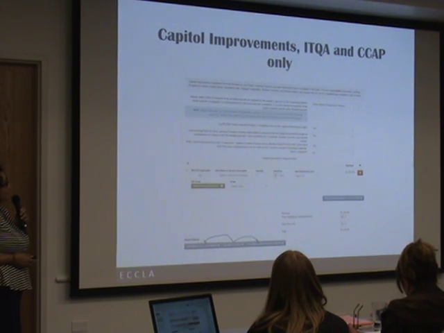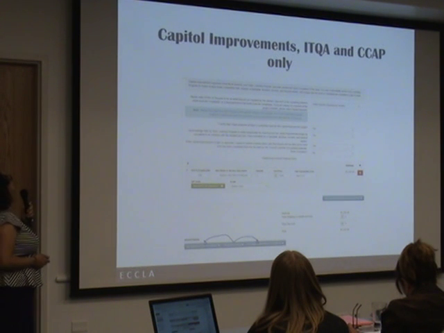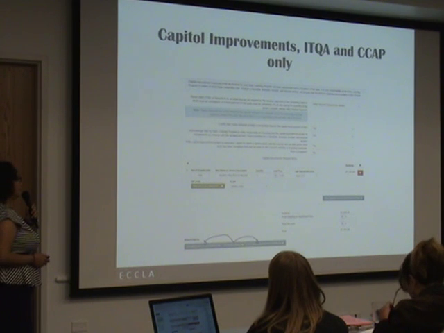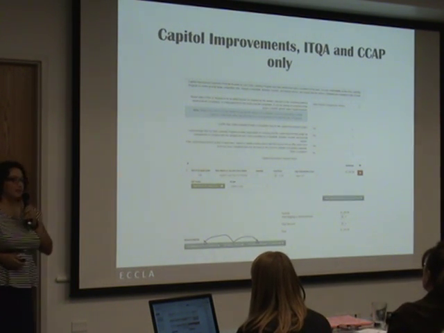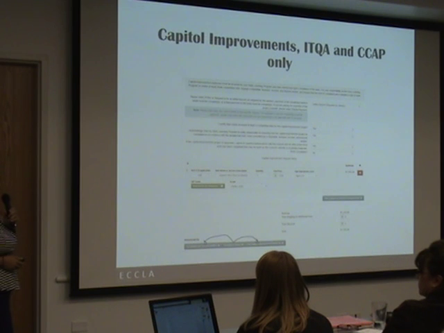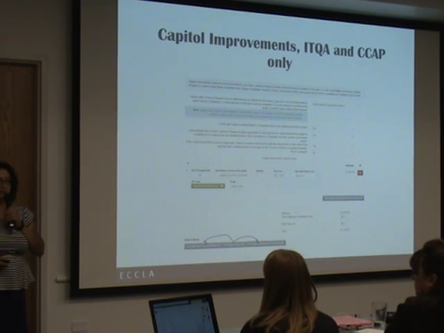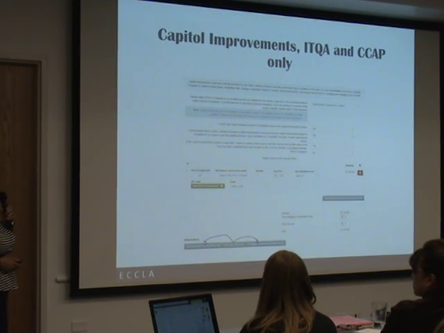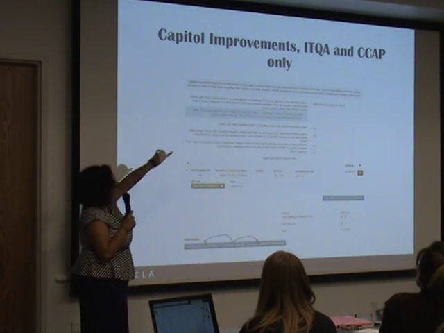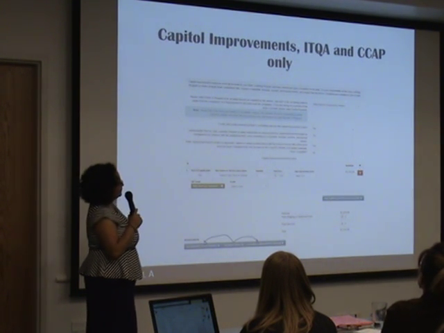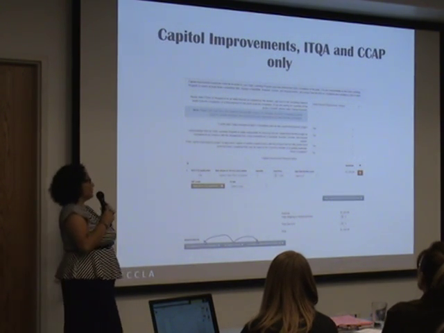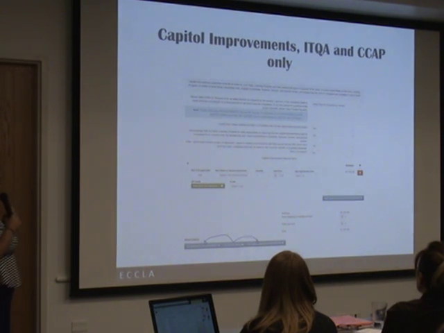Capital improvements. This one can be confusing. Capital improvements can only be purchased with ITQA and CCAP funds. What we find is providers most often would like to have 50% of that cost paid down ahead of time. In order to do that, they select initial deposit requested by vendor. The other option, of course, is to be reimbursed for the total after it's complete. But we find this is the one that they use most often.